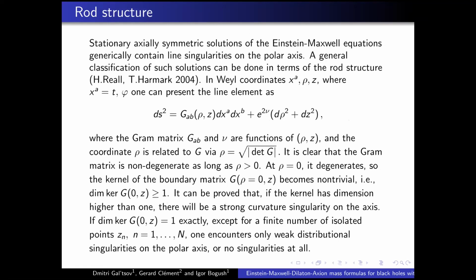Now we have to apply this to multiple black holes, which also contain struts supporting double black holes, struts or strings between them. Also, there can be Dirac strings and Misner strings. So all these objects can be incorporated into the rod formalism, which was developed in connection with five-dimensional solutions, five-dimensional rings.